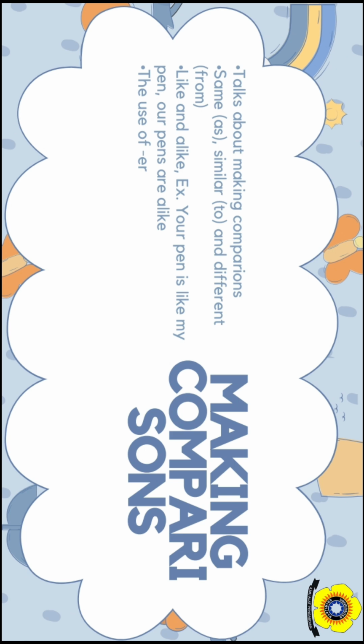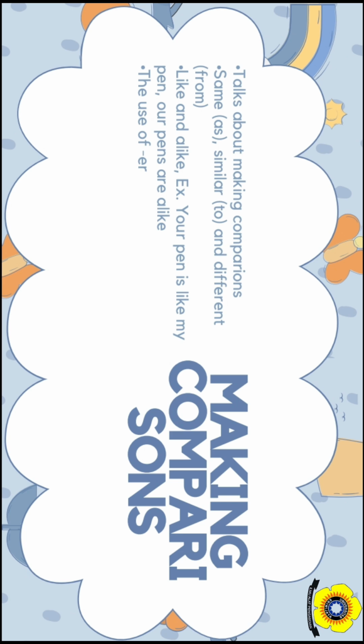The next chapter talks about making comparisons. Well, in this chapter it talks about making comparisons, nothing more. Comparison word examples are same as, similar to, and different from. For example, this and that are the same. This is the same as that. That is similar to this. This is different from that.